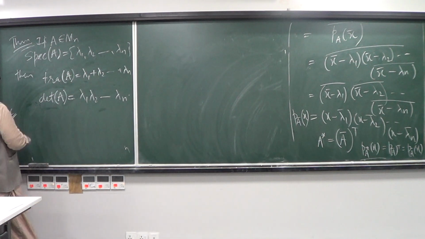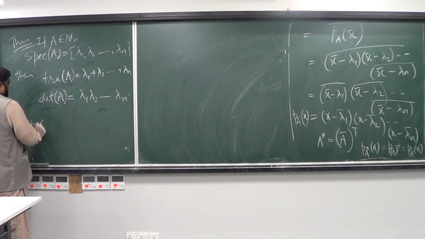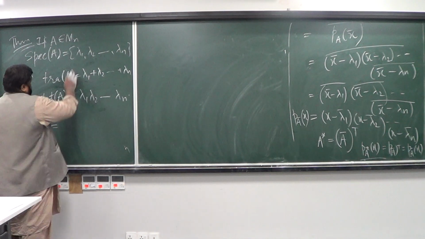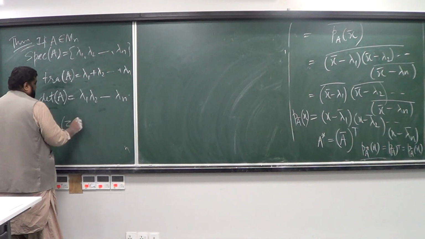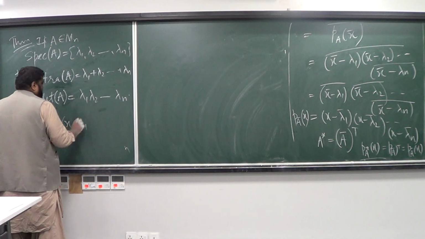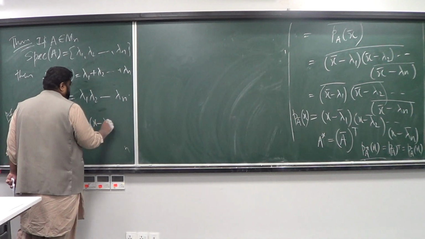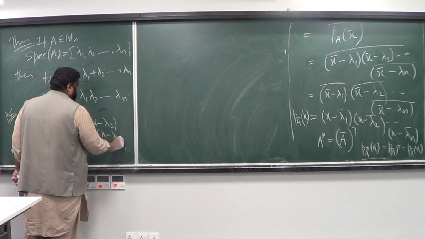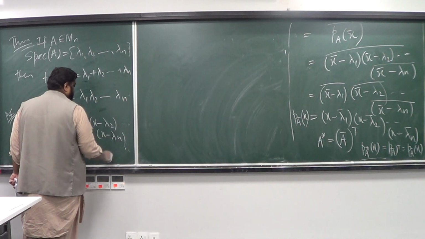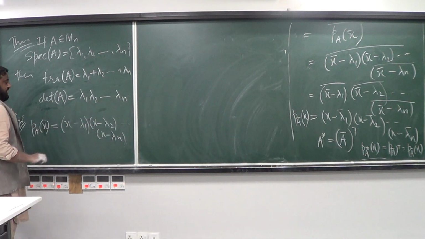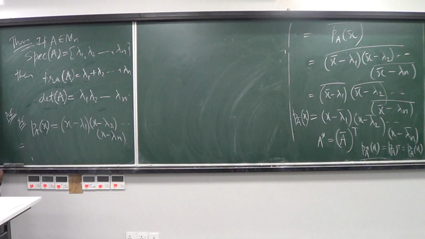Why is this the case? What is going to be the characteristic polynomial of A? If these are the eigenvalues, it's going to be (x minus lambda 1)(x minus lambda 2), and so on and so forth, (x minus lambda n). Let's expand this. Let's multiply these terms. I'm not going to multiply all, but I'm going to multiply some terms.